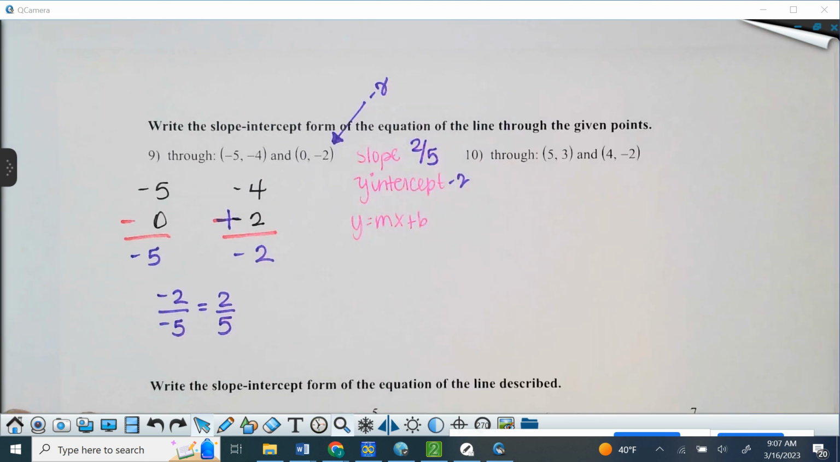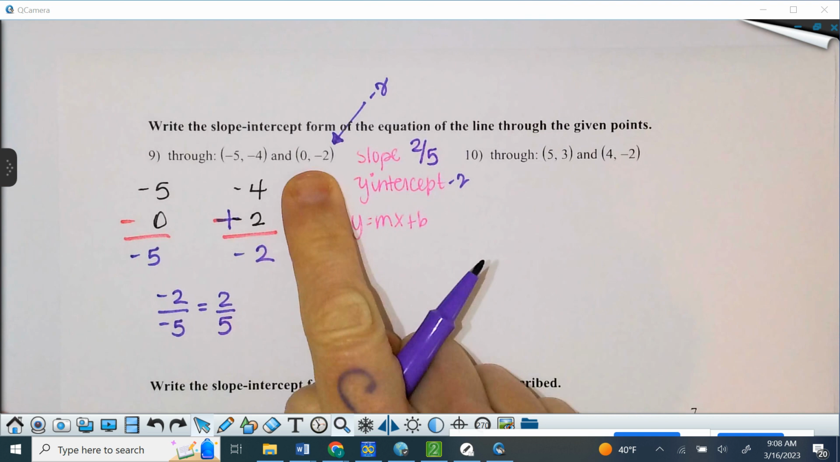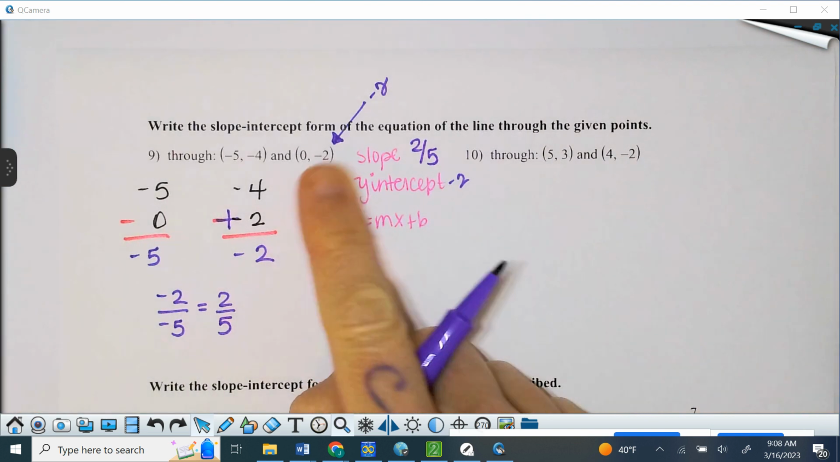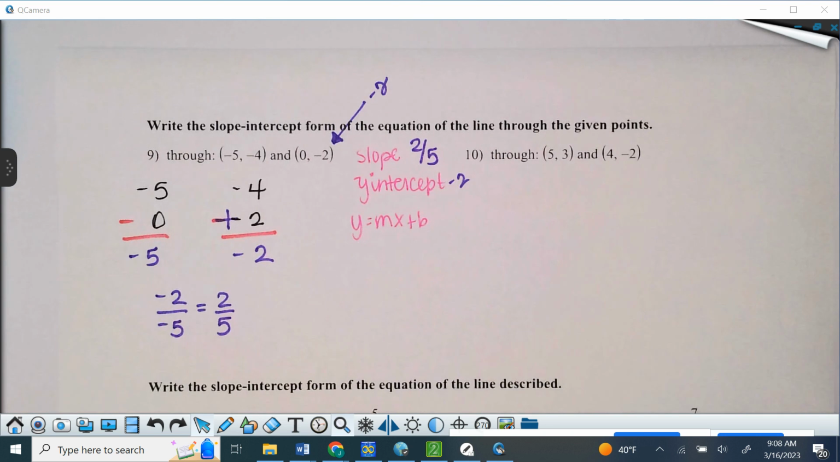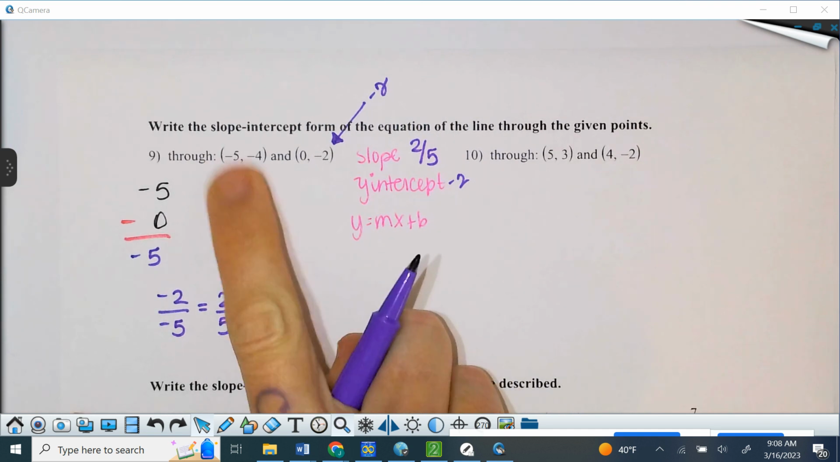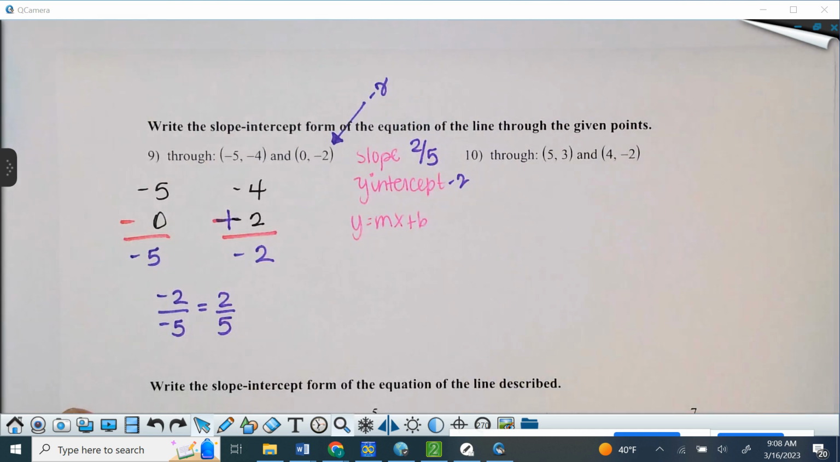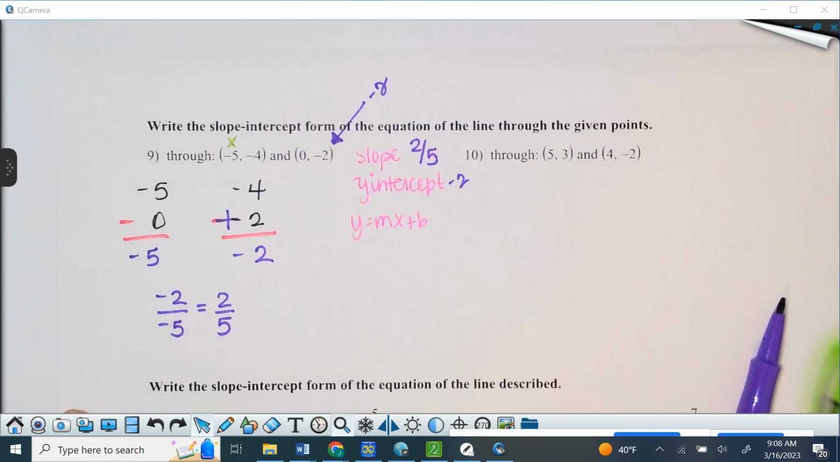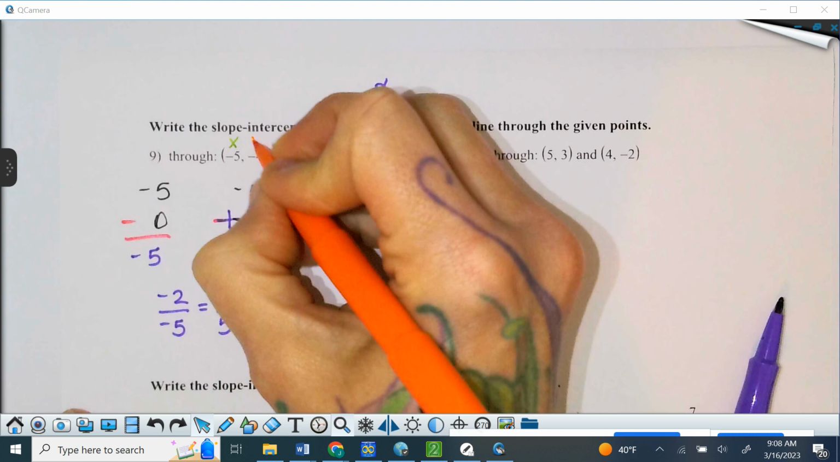Now, if you notice that this is a y-intercept, then you can boogie from here and write your equation. If you did not notice, then we would keep working, and you could pick either coordinate you wanted. I like the idea of 0, multiplying by 0. We can do the other one if you'd like, just to make it a little messier. So we'll call this x, this y, and then we have our m.